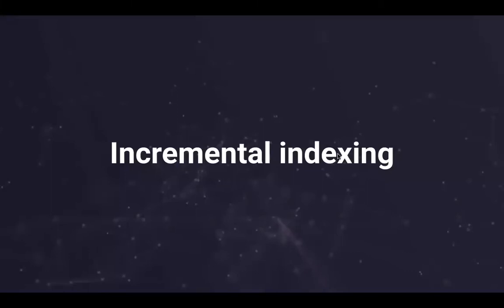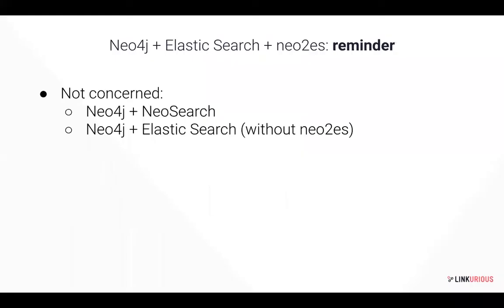Moving on to our last improvement, incremental indexing. Here, I'm going to talk about Neo4j and Elasticsearch and how they're connected using the Neo2j plugin. You may not be concerned by this part. People that are not concerned are people who are using Neo4j with Neo-search, or people that are using another database than Neo4j. And people that are using Neo4j and Elasticsearch without Neo2j also are not concerned here.